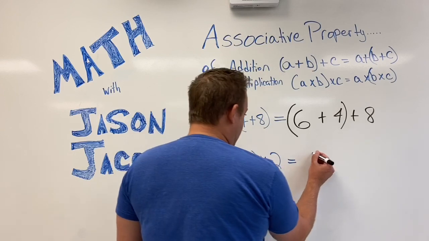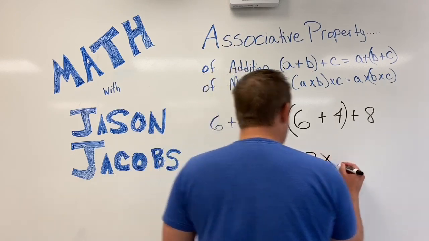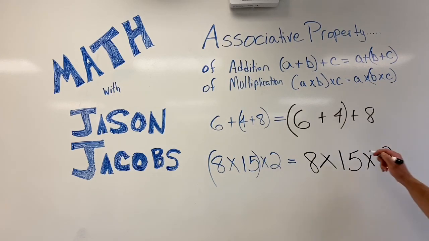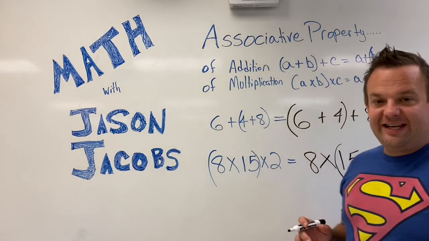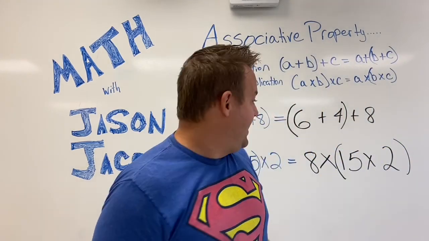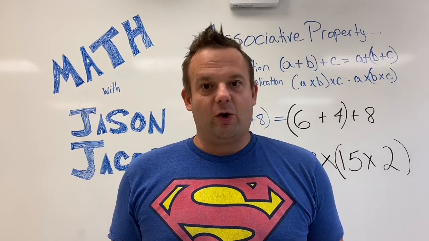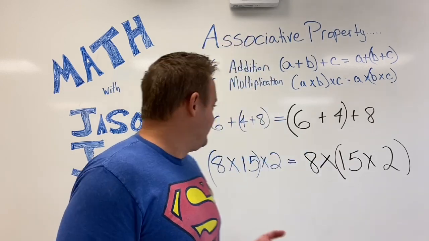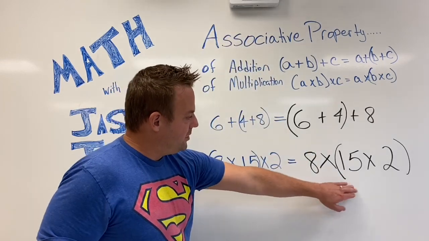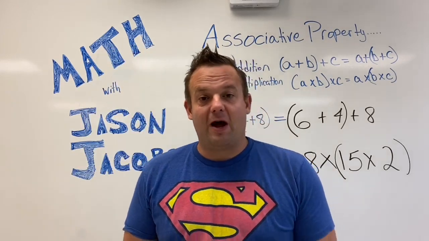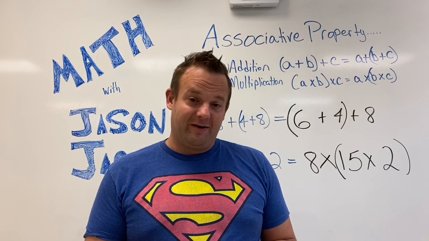Let's take a look. So notice the 8, the 15, and the 2. They stay in the same order, and the only thing that we're moving is the grouping symbols. Hey guys, 15 times 2, that's 30. And then 30 times 8, well, 3 times 8 is 24, so 30 times 8 is 240. So that must mean this is 240 here, and this is 240 here. And that's the associative property of addition and the associative property of multiplication.